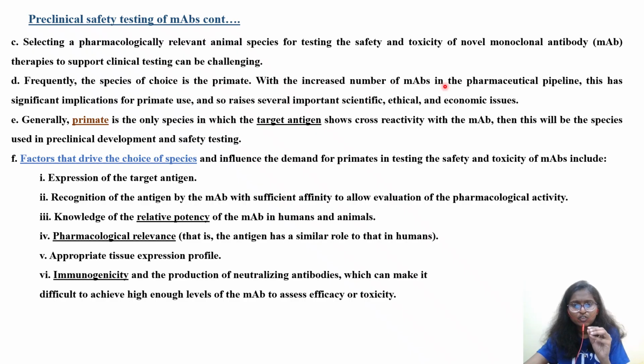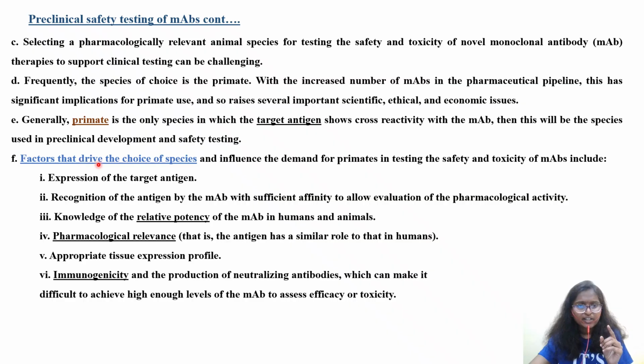With the increasing number of mAbs in the pharmaceutical pipeline, if you see the new drugs which are coming into the market, all the anti-cancer drugs, most of them originate from monoclonal antibodies, biosimilars. This has significant implications on primate use. That is the reason it is causing ethical concerns as well as economic issues, because doing a monkey study will end up costing crores of money. Generally, primate is the only species in which the target antigen shows cross reactivity with the monoclonal antibody. Then this will be the species used in preclinical safety testing.